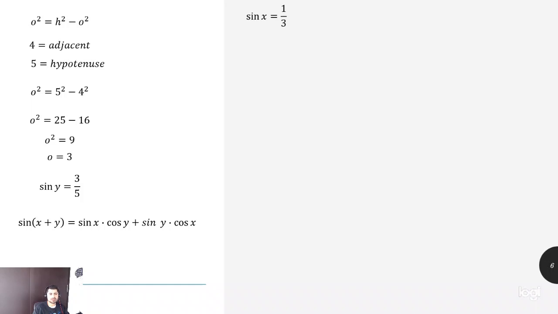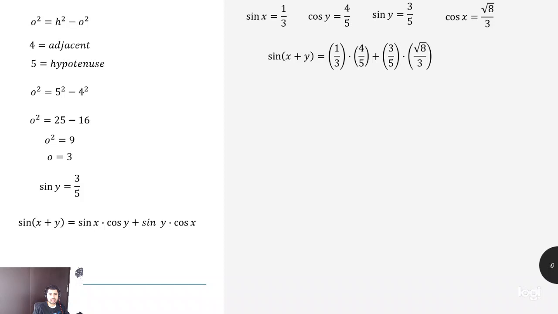Because you already know that the sin of y is exactly the opposite side, which is 3/5, over the hypotenuse. Okay, then here just replace. We already have sin x cos y plus sin y cos x. So we just replace. Sin x is exactly the same as 1/3, times 4/5, plus 3/5 times the square root of 8/3. Just multiply. Remember that you multiply them parallelly.